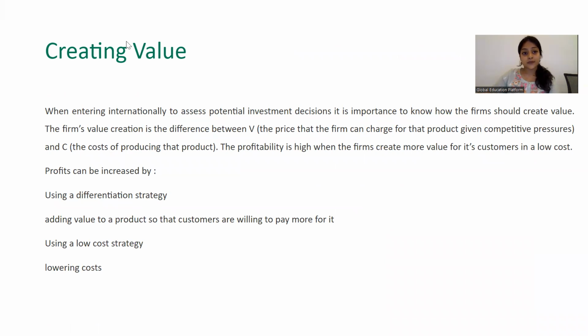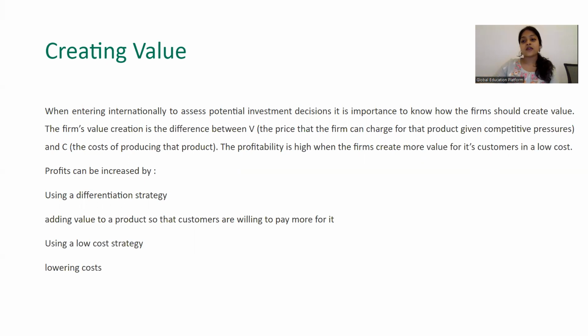Right. So one aspect we saw was adding value. Let's look at that element here. When entering internationally to assess potential investment decisions, it is important that you know how firms should create value. A firm's value creation is the difference between the price that the firm can charge for a product given competitive pressures and the cost of producing that product. So the profitability is high when the firm creates more value for its customers at a low cost.